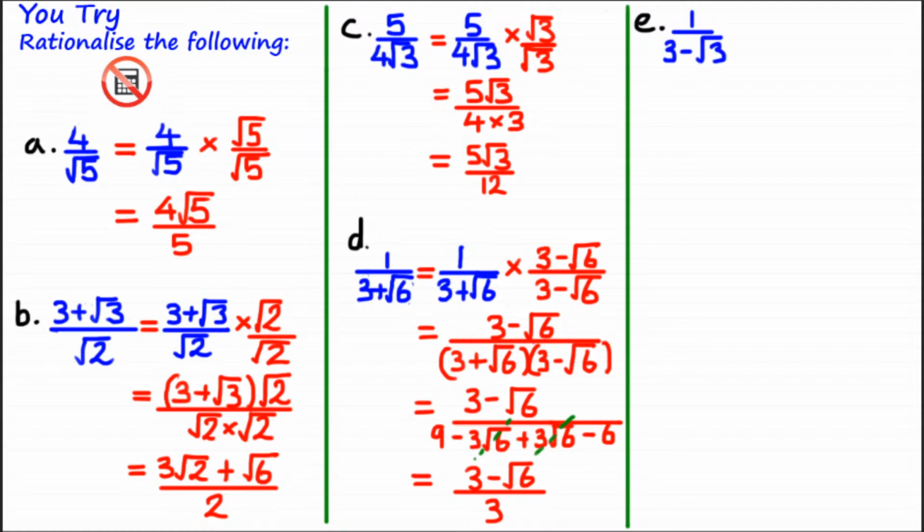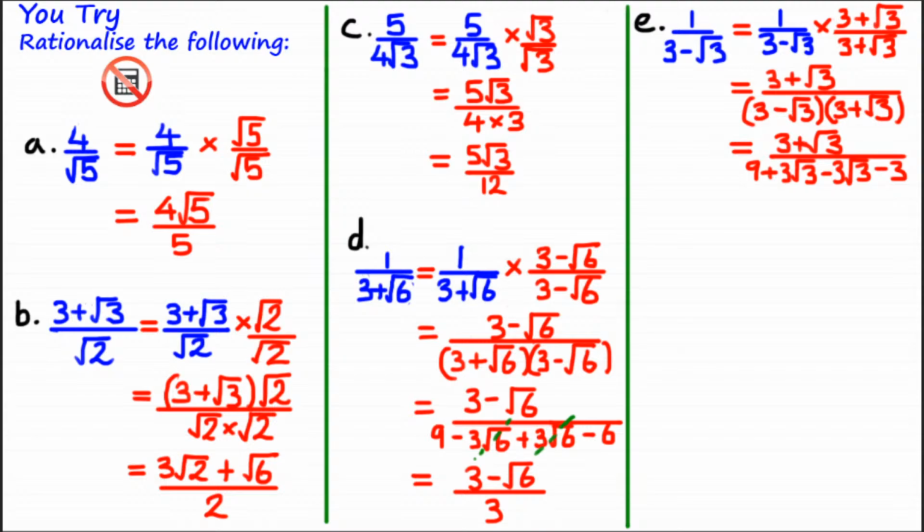Very good. All right. So let's check the answer. Okay. So again, we need to multiply by the conjugate. Remember the definition of a conjugate? You conjugate two terms by simply changing one of the signs. So changing this sign, we multiply by 3 plus root 3 over 3 plus root 3.